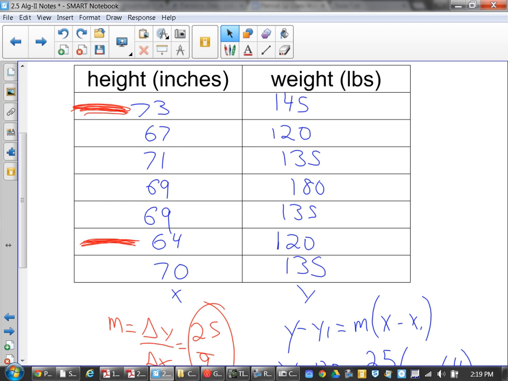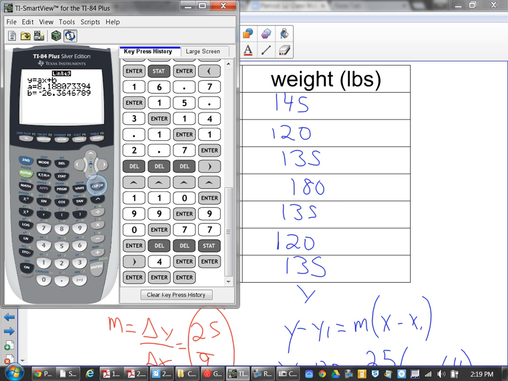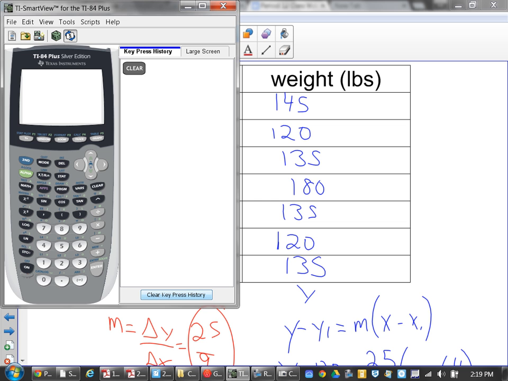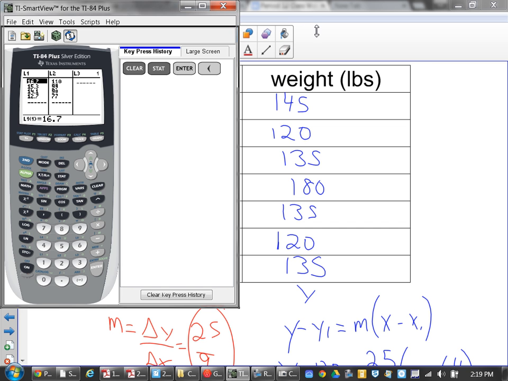So what I want to show you guys is how you work with your table scan. Hit the button that says stat. And then I want to automatically right away, it's kind of redundant, hit enter, and change and work with my list. I have L1 and L2. What I'm going to do for L1 is put in the heights that we had. And then in L2, we'll put all those weights.